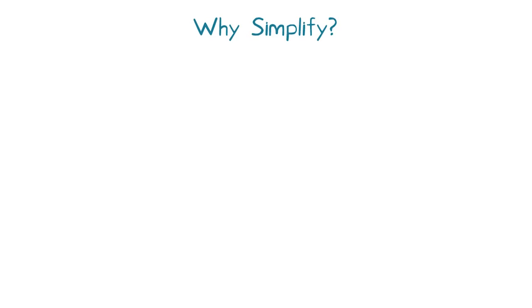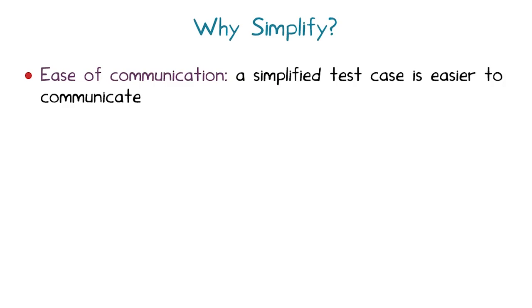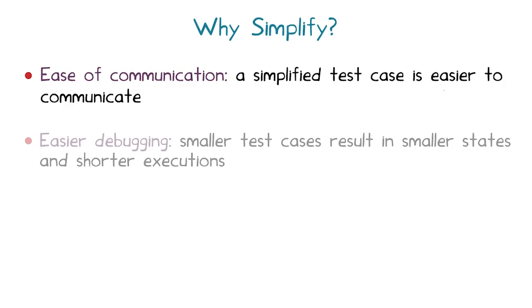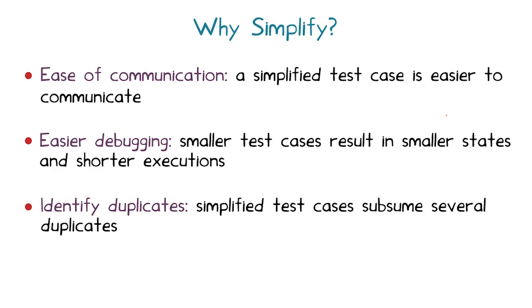Simplifying the information in a bug report down to only what is relevant is important for several reasons. First is ease of communication. A simplified test case is easier to communicate to members of the development and testing team. Second is that simpler test cases lead to easier debugging. A smaller test case results in smaller states and shorter executions. Third is that it allows us to identify and collapse duplicate issues. A simplified test case can subsume test cases in several different bug reports.